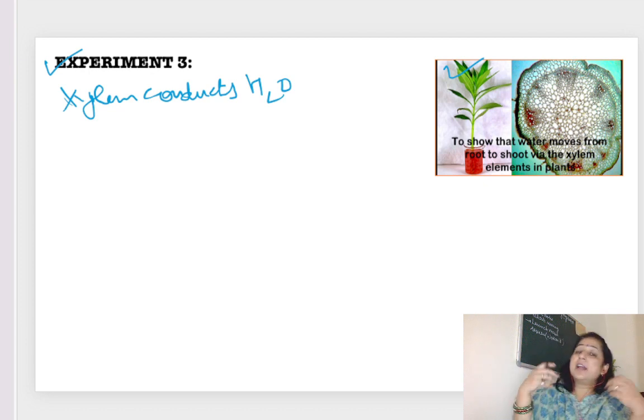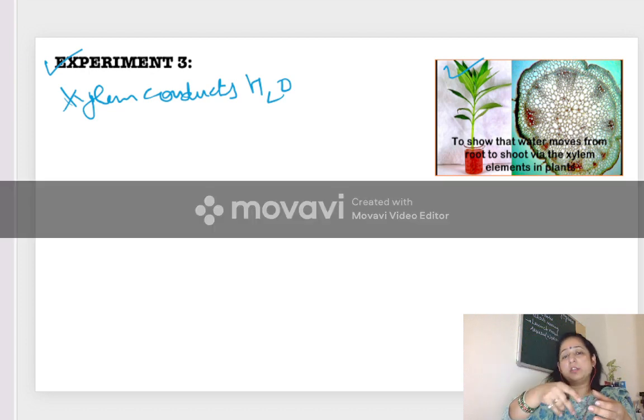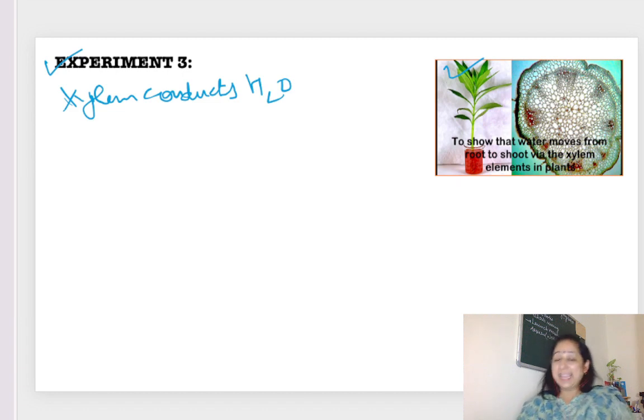Or if you take a white flower and keep it in it, the white flower will turn pinkish red or bluish red, whatever the color is. So that's a very beautiful experiment to see. So this is how we prove that xylem conducts water. Again, no one will ask you to write the experiment. This picture will be given and then you will have to answer the questions. So this is experiment number 3.